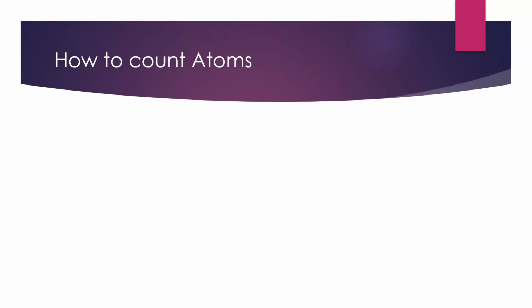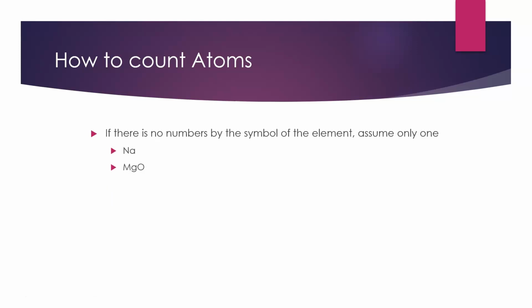So you're going to see a lot of chemical symbols this year, and it's important you know how to count atoms. If there are no numbers by the symbol of an element, we assume there's only one. So if you just say Na, that means there's just one sodium. If you see MgO, that means we have one magnesium, one oxygen. So no number means one.